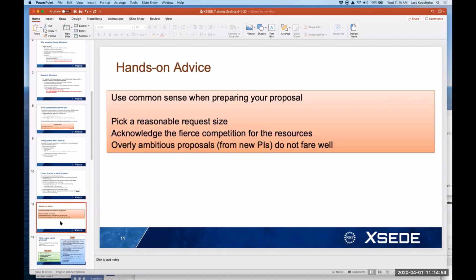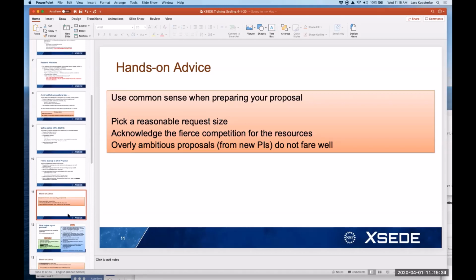So my hands-on advice is: use common sense when preparing your proposal, pick a reasonable request size, and acknowledge internally that there is fierce competition for these resources, so writing a better proposal really pays off. Overly ambitious proposals from new PIs do not fare well. On the other hand, also keep in mind that when you are rejected, you can resubmit your proposal 3 months later. So there's not that much time that you lose, and being rejected is not such a disaster. But if you write a good proposal to begin with, then you're just much better off.